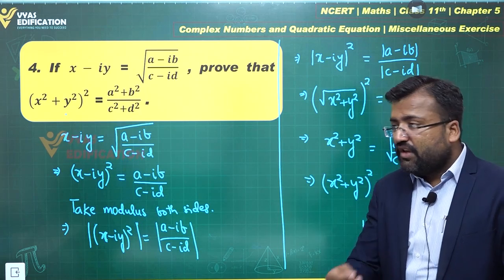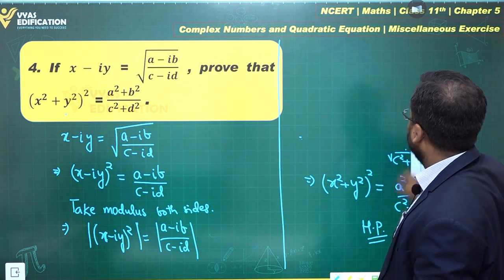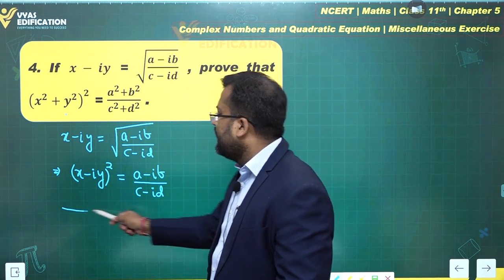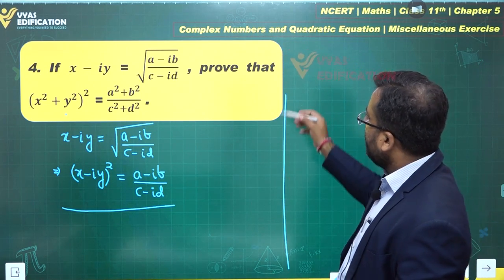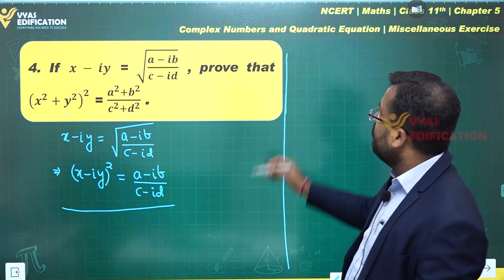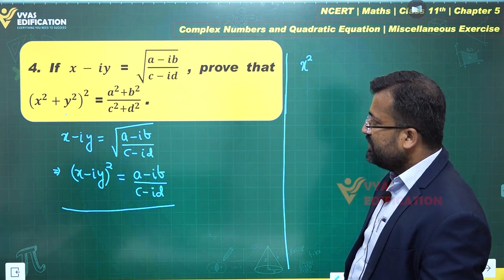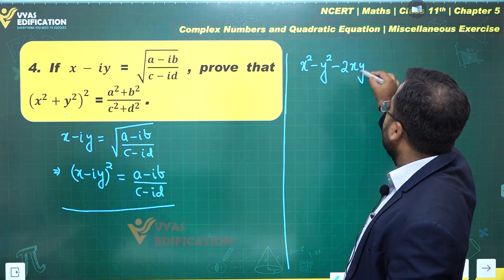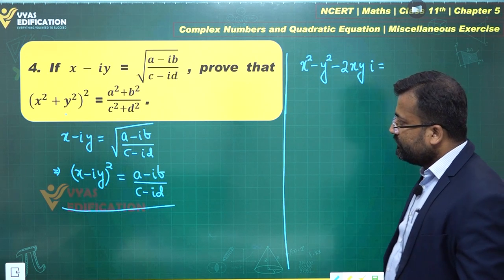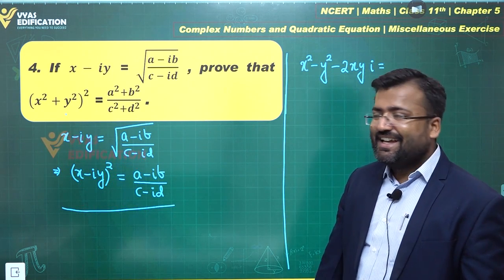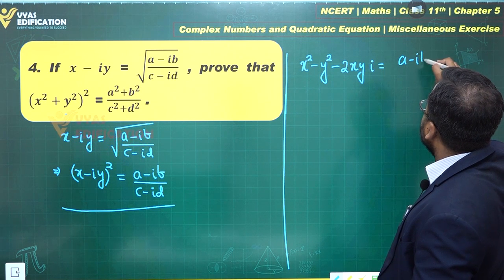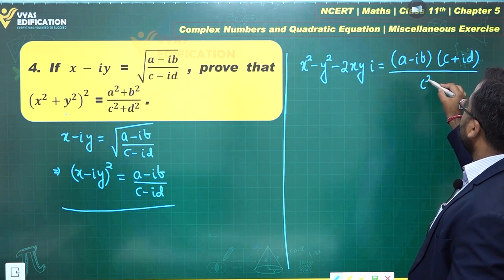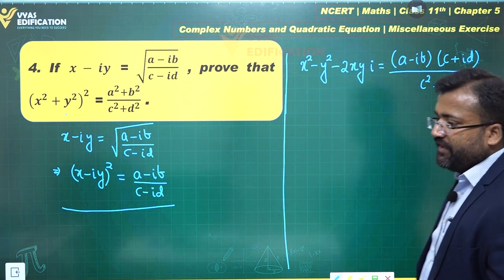I'll write a few steps to give you a glimpse. Just a few steps, because the solution will be pretty long in that case. Let me just write the square. This is (x minus iy) whole square. What will that convert to? This is x square, this i square y square will become minus y square, and minus 2xyi is equal to, we'll have to multiply with the complex conjugate of c minus id in the numerator and denominator. This is (a minus ib)(c plus id) over (c square plus d square) in the denominator.